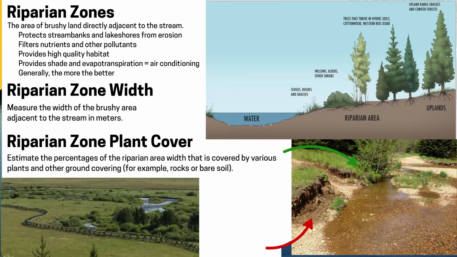Start at the ordinary high water mark on the left bank and run your tape measure through the brush or estimate its distance in one of those increments to where the thick brush ends. Repeat for the right bank. Some places won't have any riparian zone, and that still fits within 0 to 5 meters.